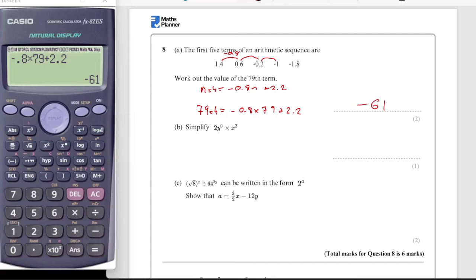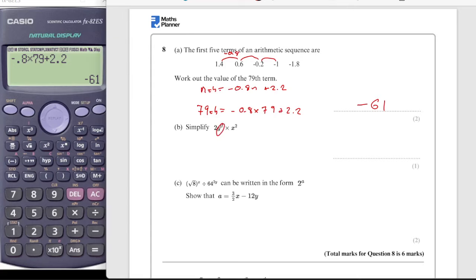Okay, part B, simplify 2y to the 0 times by x squared. Okay, interesting. So that's going to simplify to 1. So it's going to be 2 times 1 times by 2x. So that's going to be 2x squared. For the third part, it can be written in the form 2 to the power a. Show that a is equal to.